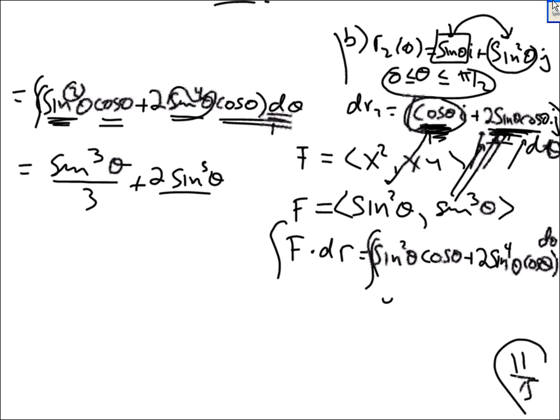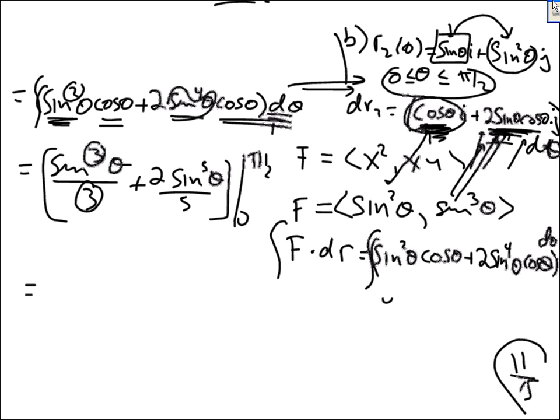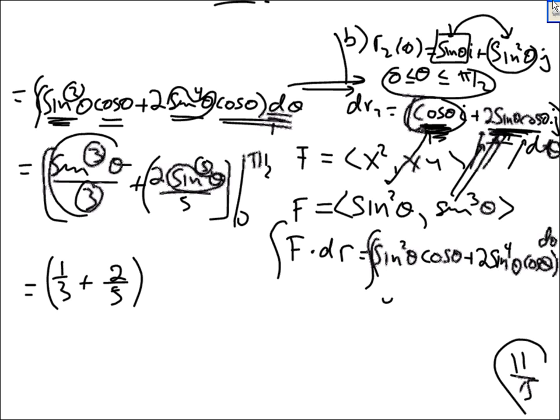From 0 to pi over 2. They told me those limits. The sine of pi over 2 is 1. Cube 1, get 1 over 3 plus 1 to the 5th is 1 times 2 over 5. And the sine of 0 is 0, so both of these pieces will be 0. So once again, we get 11/15. Exactly what we were supposed to get.